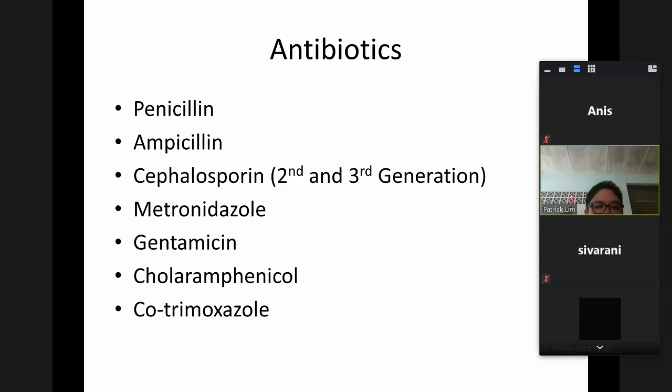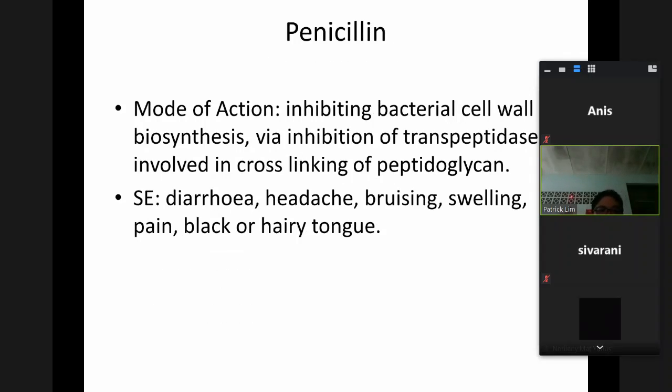Antibiotics that we give just now involve penicillin, ampicillin, cephalosporin, which can be second and third generation, metronidazole, gentamicin, chloramphenicol, and cotrimoxazole. We talk about penicillin. What is penicillin? Penicillin acts by inhibiting bacterial cell wall biosynthesis. And how does it do that? It inhibits the transpeptidase involved in cross-linking of peptidoglycan.